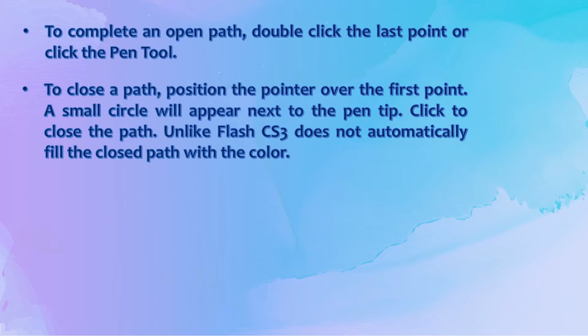To close a path, position the pointer over the first point. A small circle will appear next to the pen tip. Click to close the path. Unlike Flash 8, Flash CS3 does not automatically fill the closed path with color. Fill colors have to be applied separately.